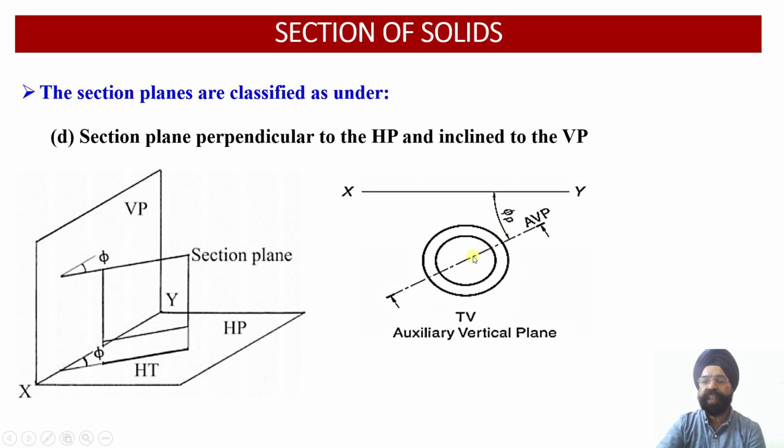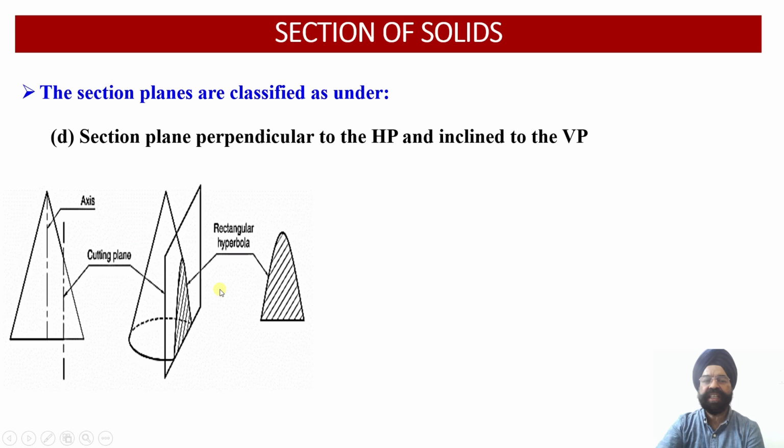So how do I obtain the true shape of this particular cut section? I will have to draw another AVP which will be parallel to this cut section, either on this side or on this side. And the projections of this cut section onto that auxiliary plane will provide me the true shape of the cut section, which is available over here. So just see, one example again I am going to show through a question.